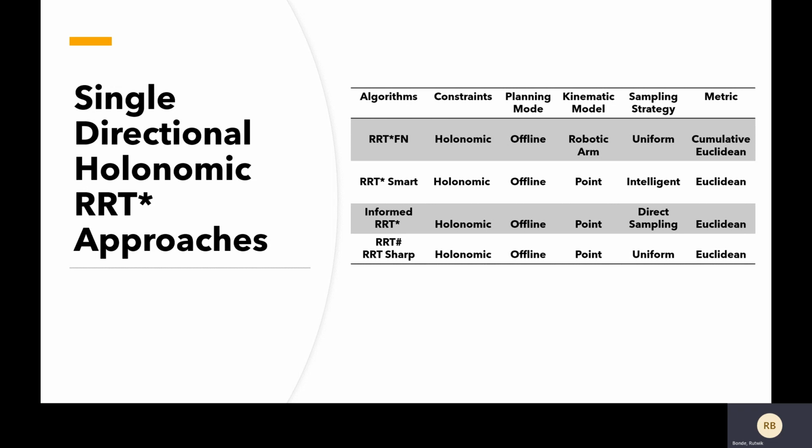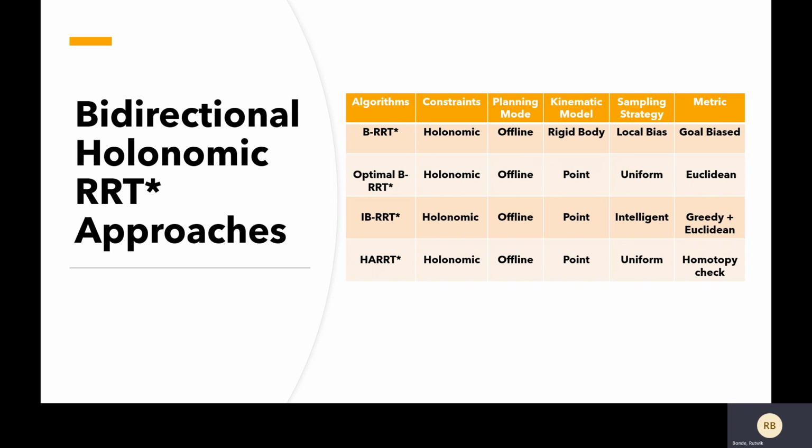Finally, we have the RRT sharp algorithm, which introduces a global replanning scheme to maintain promising nodes of the tree to make fast convergence towards the optimal path with low cost. So these were the single directional holonomic RRT star approaches. Now let's see bidirectional holonomic RRT star approaches.